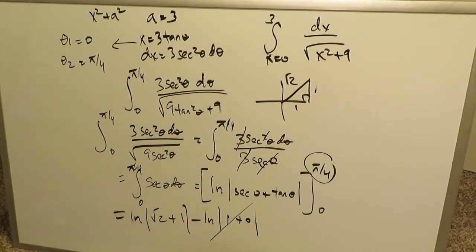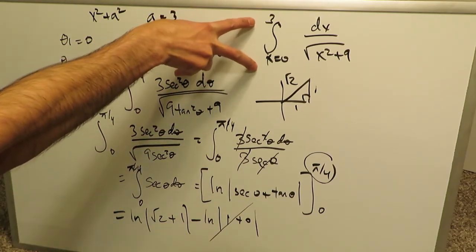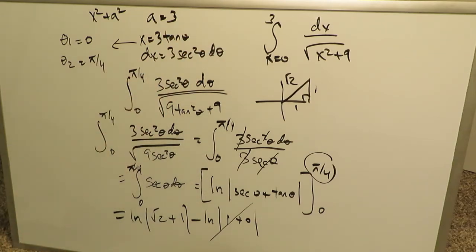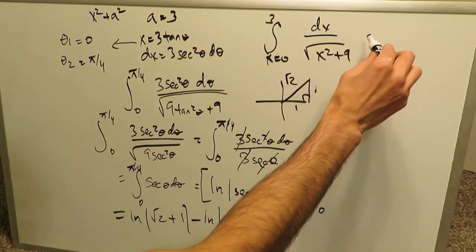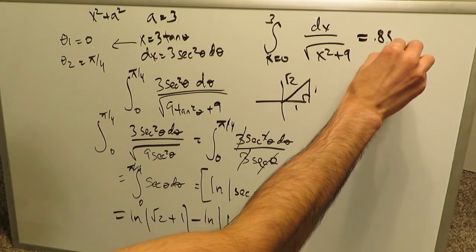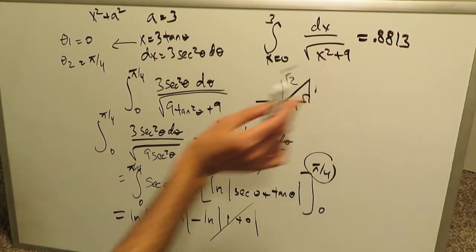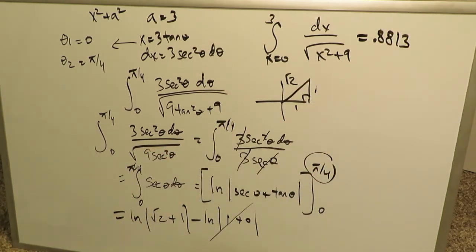You can get a calculator value for this natural log of root 2 plus 1, which will represent the area under the curve over these intervals right here, 0 to 3: 0.8813. That right there is the numerical answer for this right over here. 0.8813, the area under the curve. And this question is done, and we would be right.